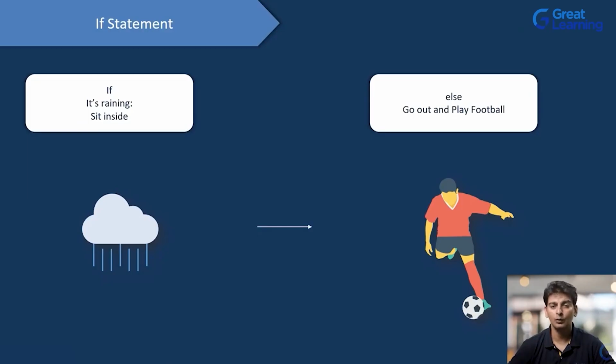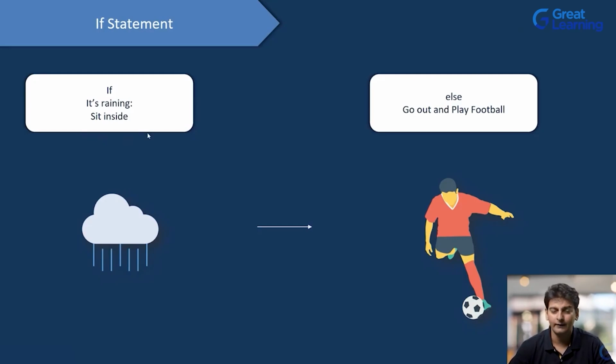Now we'll head on to the flow control statements. And in flow control statements, we'll start with the if statement. In the real world, you will come across a lot of situations where you have to make a decision on the basis of a condition. Let's say if this happens, then you have to perform a set of actions. Else, you have to perform a different set of actions. Let's take this example to understand this better. Let's say it's raining and you'd want to play football.